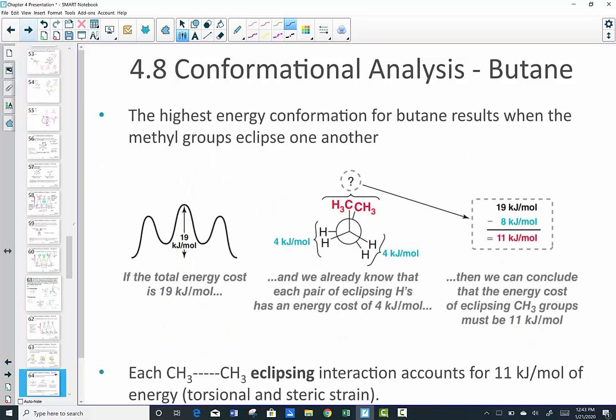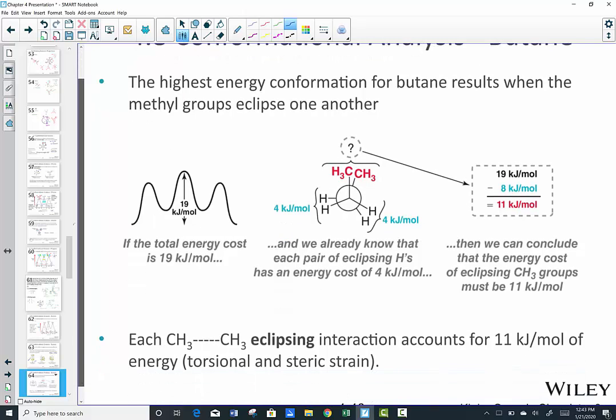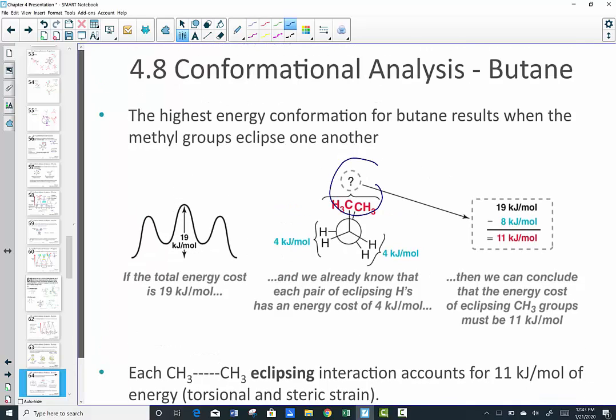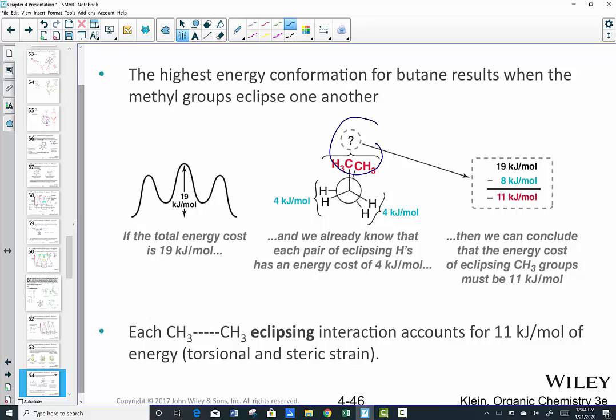The highest energy of butane results when the methyl groups eclipse one another. And that's when they're actually just one right behind the other, right? That is the least stable, or you could say of highest energy. That costs the molecule about 11 kilojoules per mole for that torsional and steric strain. So the total cost, this highest peak right here, is the total cost of all those interactions.